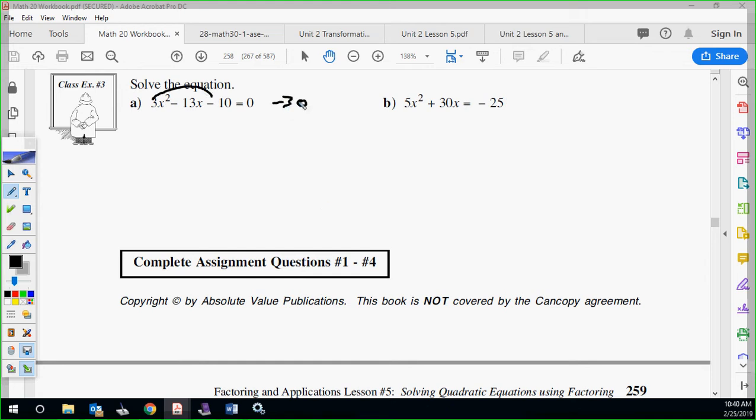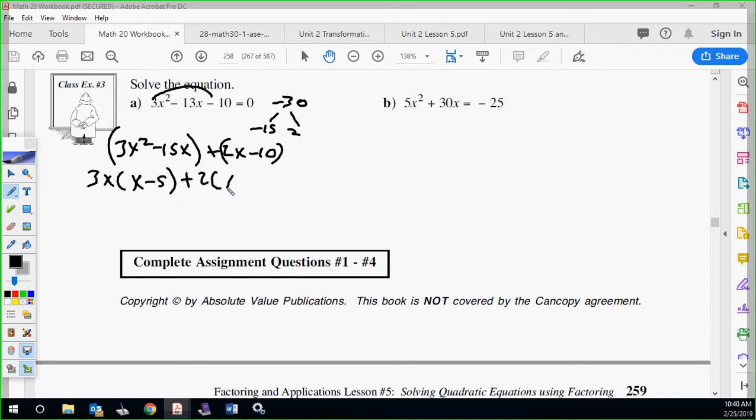Factors in -30, it's -13. That'd be a -15 and a 2. So we go 3x squared minus 15x plus 2x minus 10. GCF that up there. 3x out of the first one gives me x minus 5. 2 out of the second one gives me x minus 5. So 3x plus 2, x minus 5 equals 0. So my solutions are minus the 2, divide the 3, so -2/3, and 5.